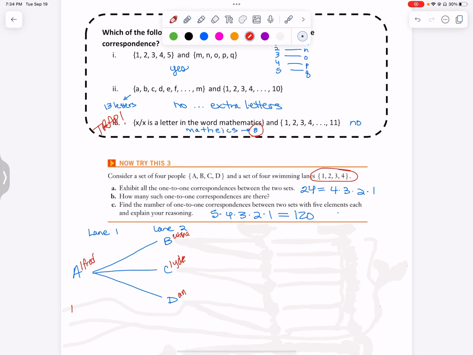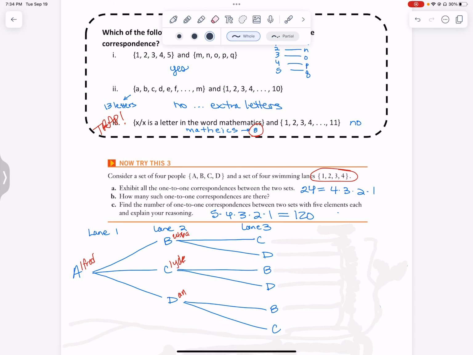Now let's go to lane 3. If I can get my pen working. Okay, look at lane 3. So if we put Bubba in lane 2, that's only going to leave us with Clyde and Dan for lane 3. If we put Clyde in lane 2, then that leaves us with Bubba and Dan for lane 3. If we put Dan in lane 2, that only leaves us Bubba or Clyde. Make sense?